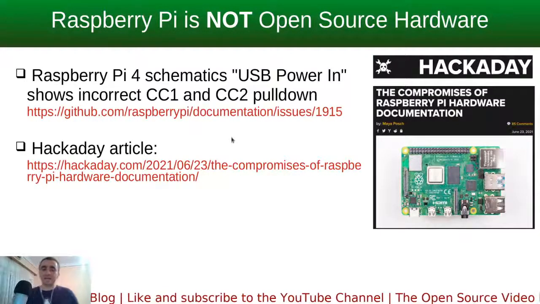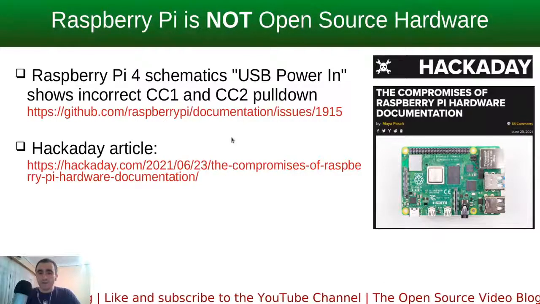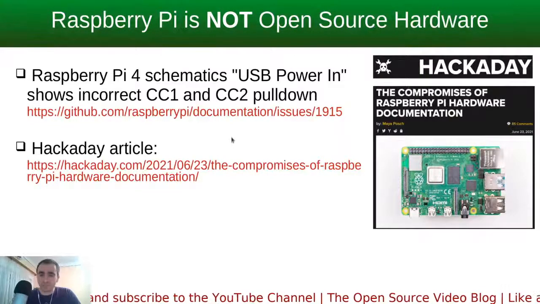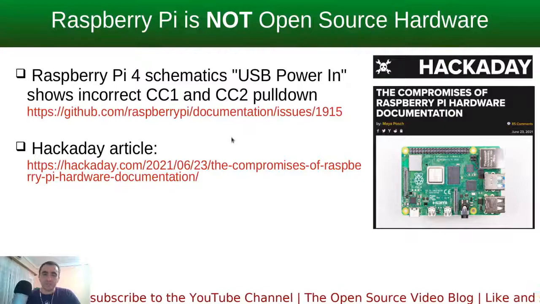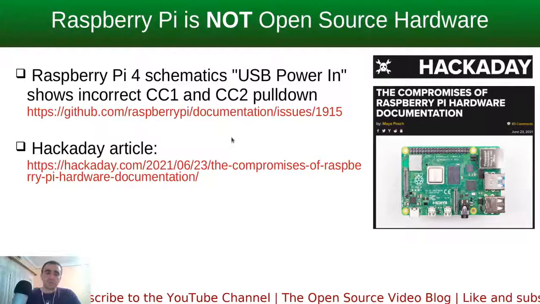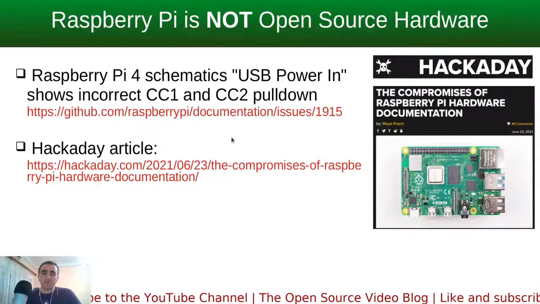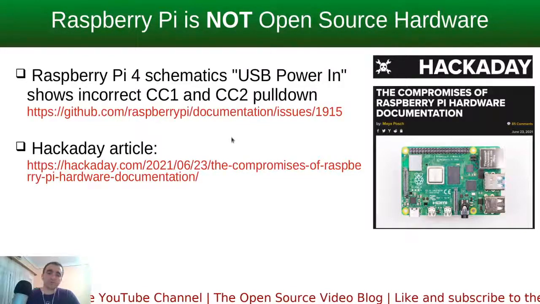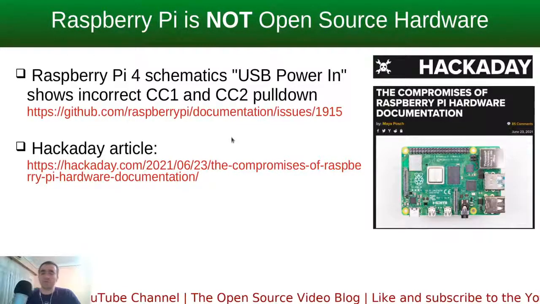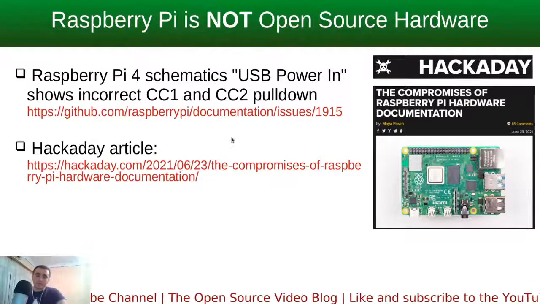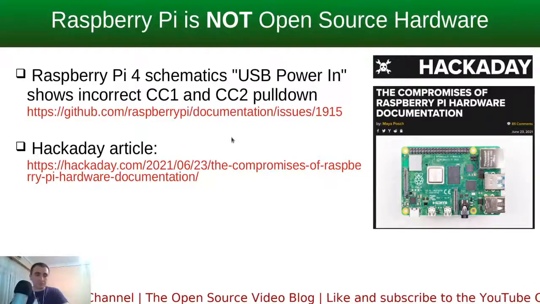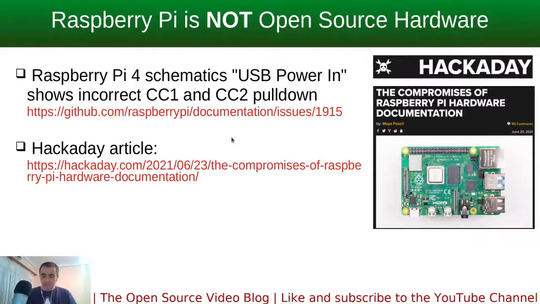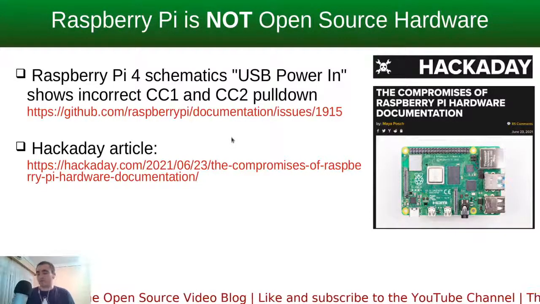And recently Hackaday published an article about the Raspberry Pi hardware documentation and the lack of documentation, actually. So a user of Raspberry Pi 4 opened a GitHub issue in the appropriate documentation repository about the schematics of the USB power in. If you remember well, after the release of the initial version of the Raspberry Pi 4, there was an issue with the USB-C connector and the power of the USB-C connector.